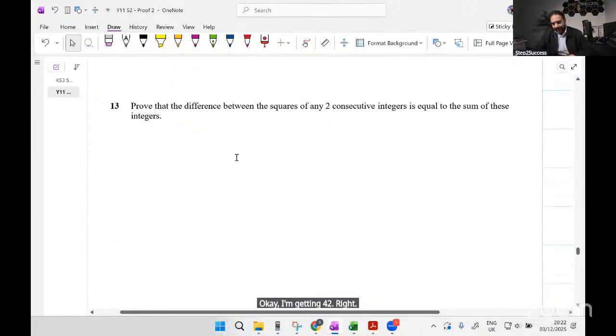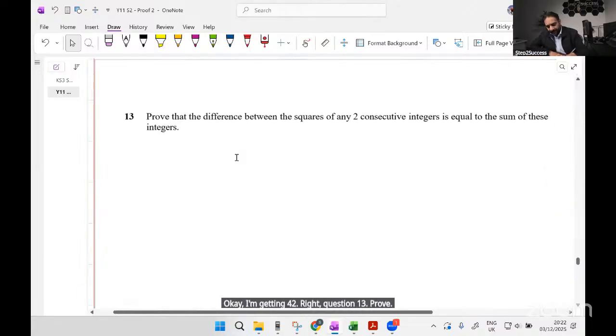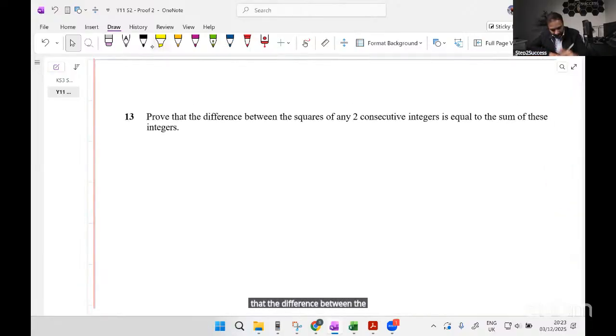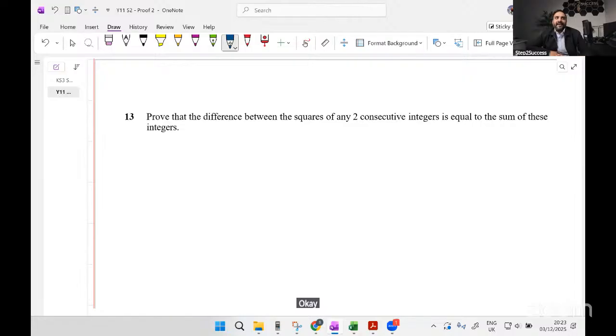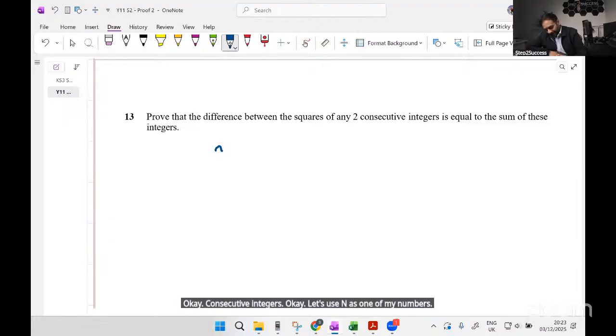Right, question 13. Prove that the difference between the squares of any two consecutive integers is equal to the sum of these integers. Consecutive integers. Let's use n as one of my numbers. Consecutive means the one after that. That's the one after that.